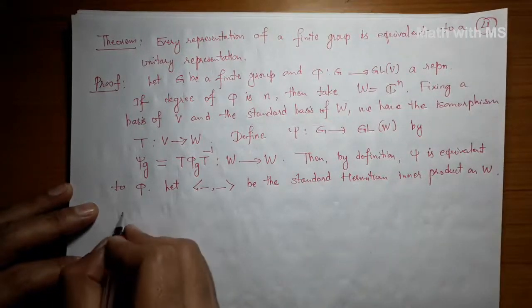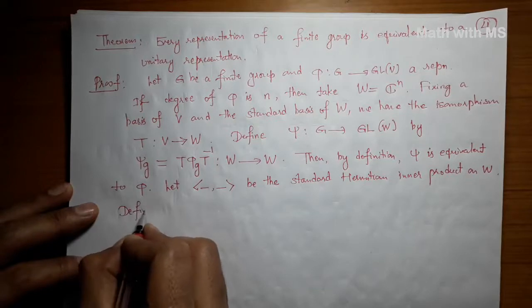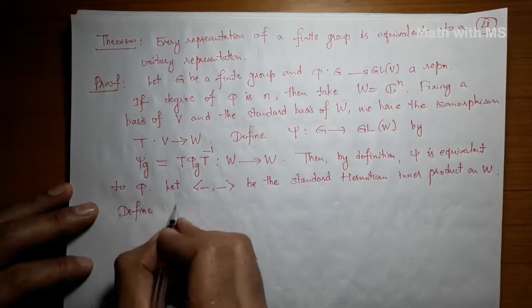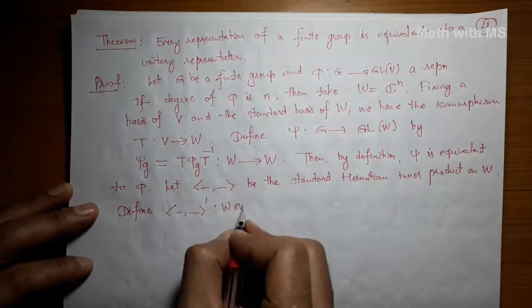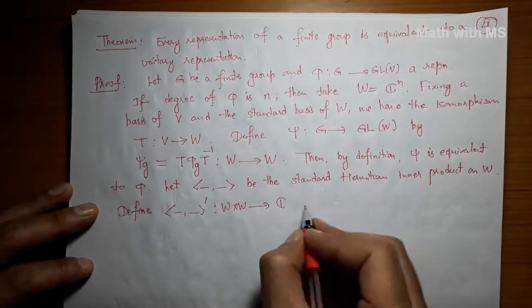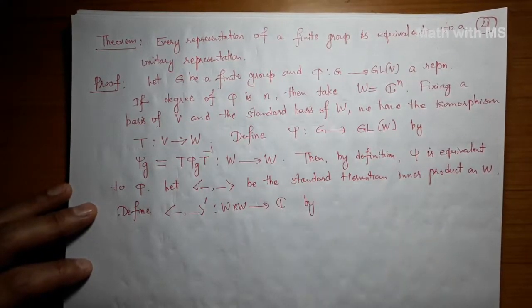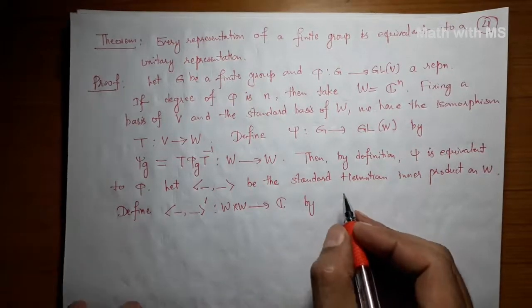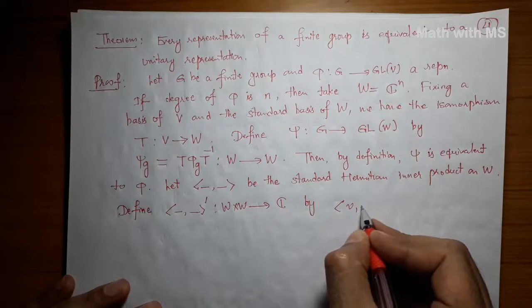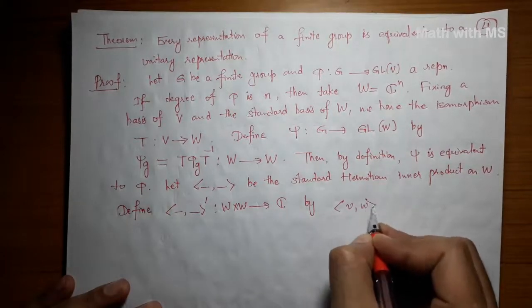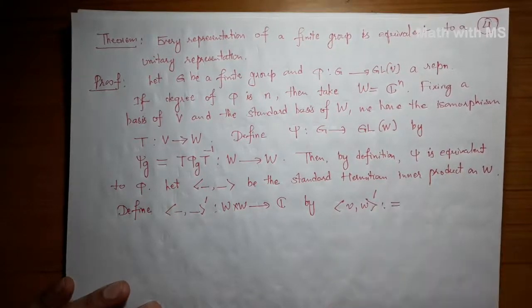All right, then define a new inner product, which we will show is indeed an inner product. Let us call this prime, from W cross W to C, by the following formula. So what I do is the following. I have to average out. So define v comma w, this prime, to be the following.